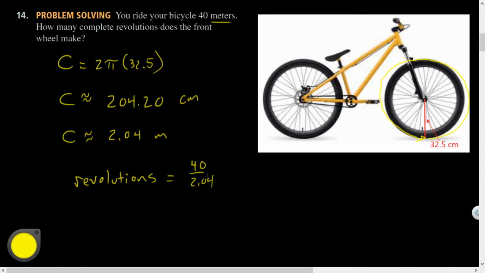Are you guys feeling that? Right, 40 meters divided by the distance it would travel with no slipping when that wheel revolves. So 40 divided by 2.04. And I get 19.6 revolutions.